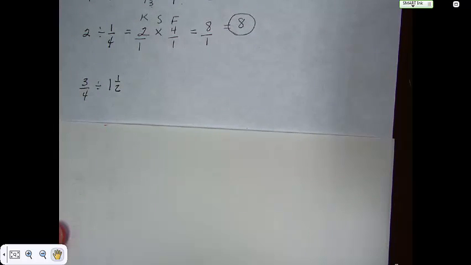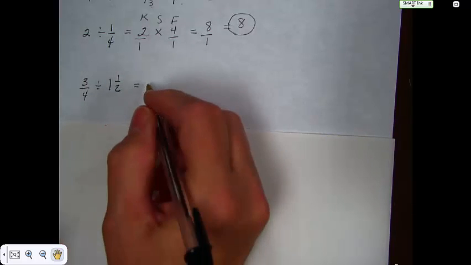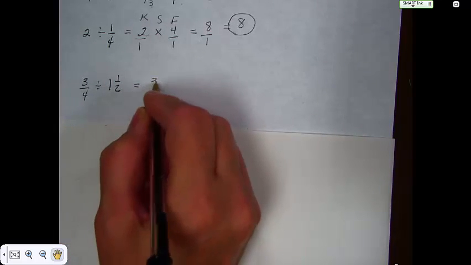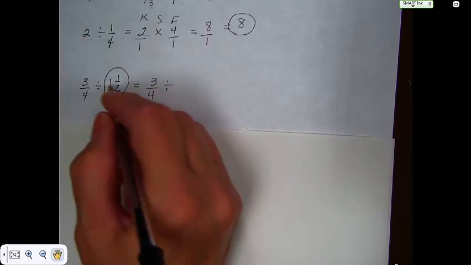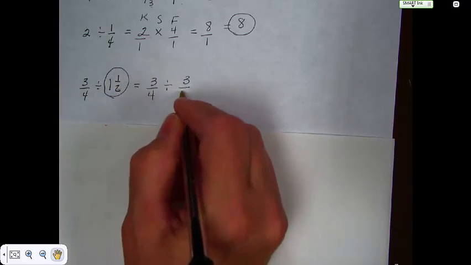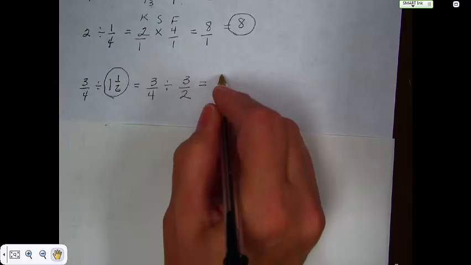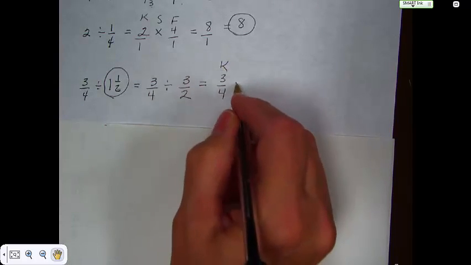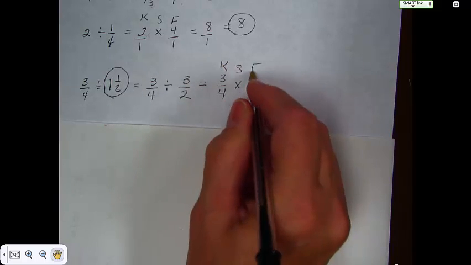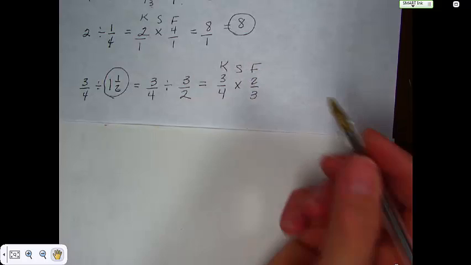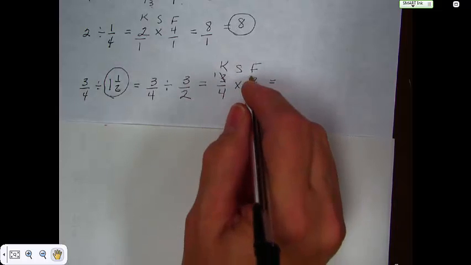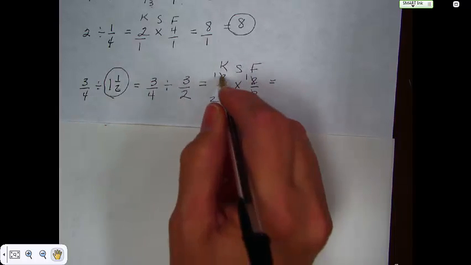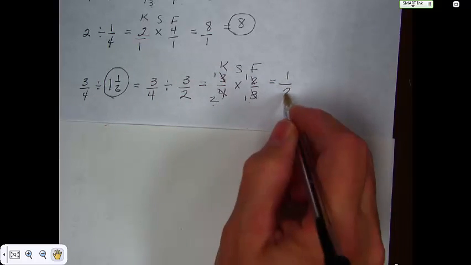Okay, here's another one with a mixed number involved. This one's just a tad bit different. First we're going to write it in its original form, but we're going to switch this to a mixed number. 1 times 2 is 2 plus 1 is 3/2. Now we'll rewrite it, keep, switch, flip. Okay, now we can cross reduce. This one's going to be kind of nice. 3 goes into 3 once, 3 goes into 3 once, 2 goes into 2 once, 2 goes into 4 twice. 1 times 1 is 1, 2 times 1 is 2, and the answer is 1/2.